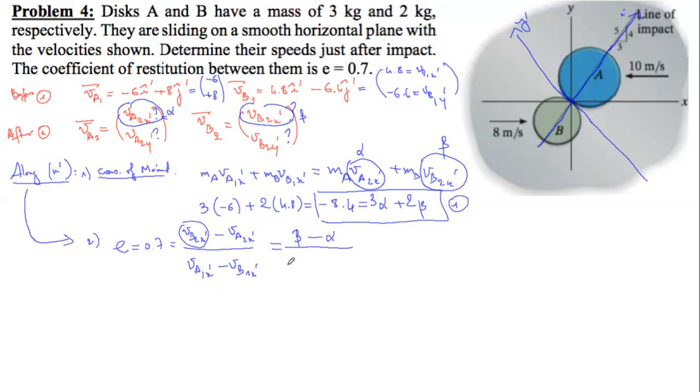That's why you shouldn't make a mistake in the signs, because if you make a mistake in the signs, everything is lost. What is VA1 x prime? It's minus 6. Minus VB1 x prime. What is VB1 x prime? It's 4.8, or minus 4.8. So in other words, beta minus alpha is 0.7 times minus 10.8. Do the calculation and you will find this is equal to minus 7.56.